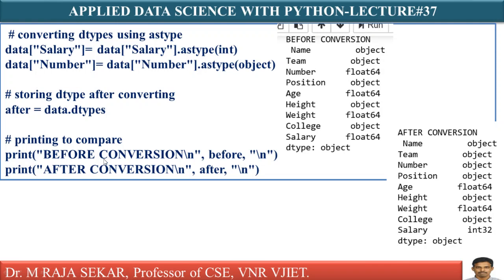Now I am converting. Whose data types am I converting? The question is asking us to convert the salary data type and the number data type. Then how can I convert? data is the data frame, salary.astype means the salary data type will be converted to integer type. The number data type will be converted to object type, and they will get stored. And again, I check after = data.dtypes; before, I checked data.dtypes, and after changing also I am checking data.dtypes.